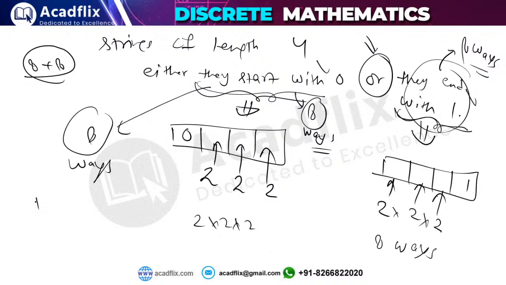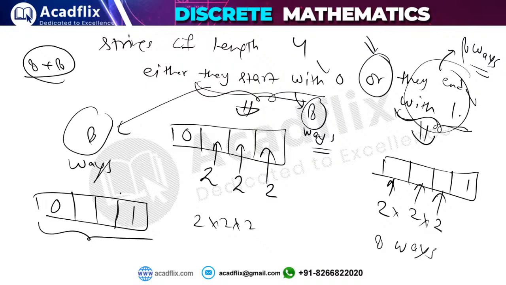What are those ways? See, consider these ways in which the first symbol is 0 and the last symbol is 1. These type of strings you have counted here, and you have counted here also, because these strings start with 0, so you have counted them here. They are ending with 1, so you have counted them here. Basically these strings you have counted twice, so you need to subtract them one time.